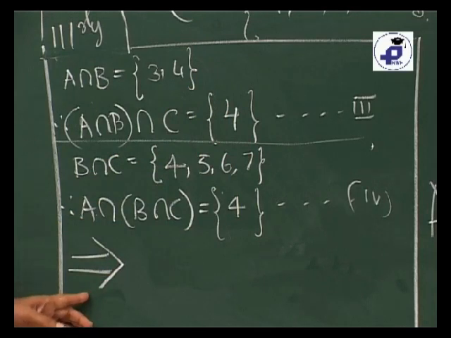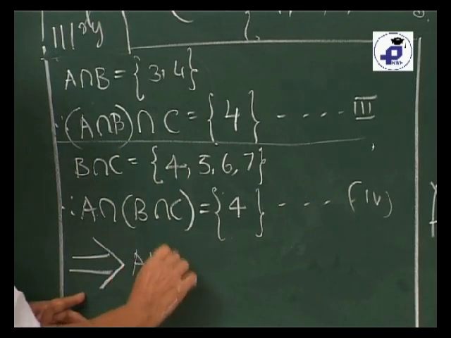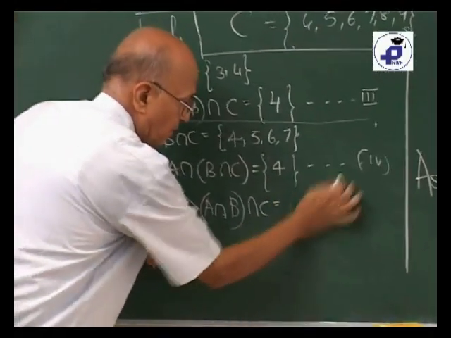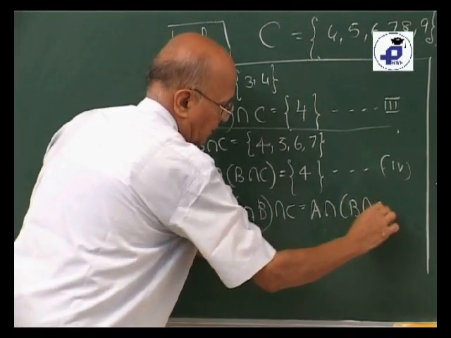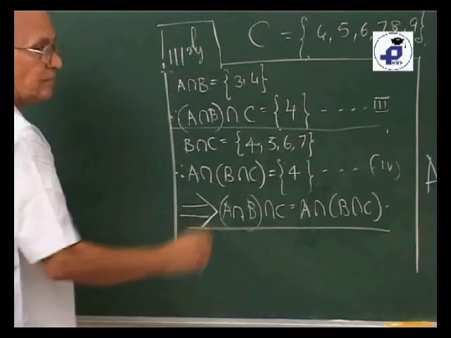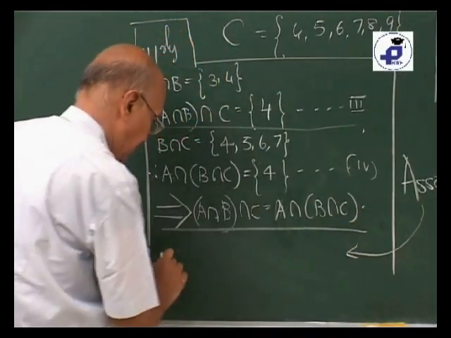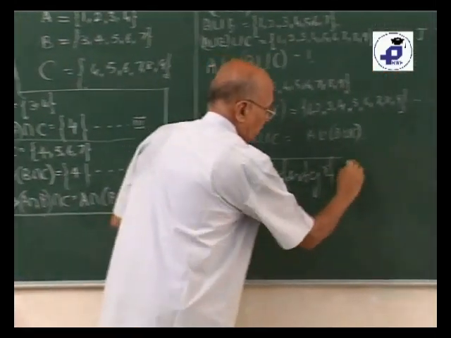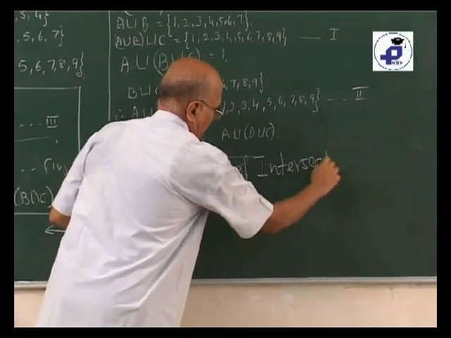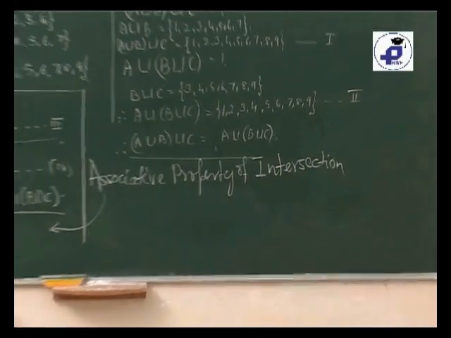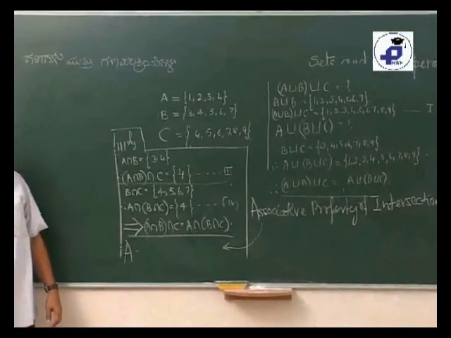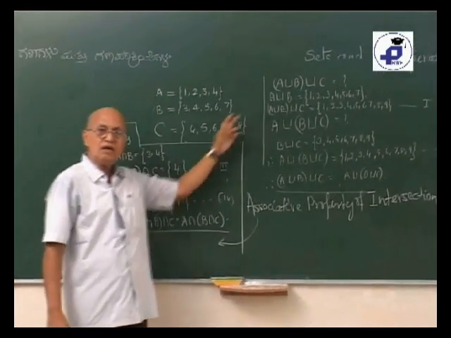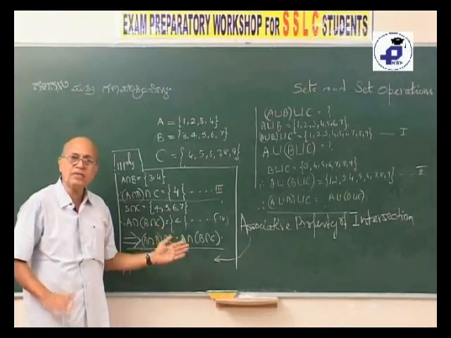What does this symbol imply? It implies that in whatever way you like, (A intersection B) intersection C is the same as A intersection (B intersection C). This is also called the associative property of intersection. Hope it is clear to you. Therefore, whether it is union of three sets or intersection of three sets, the associative property holds good.